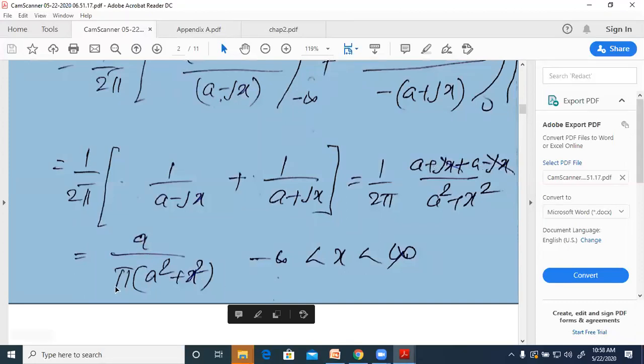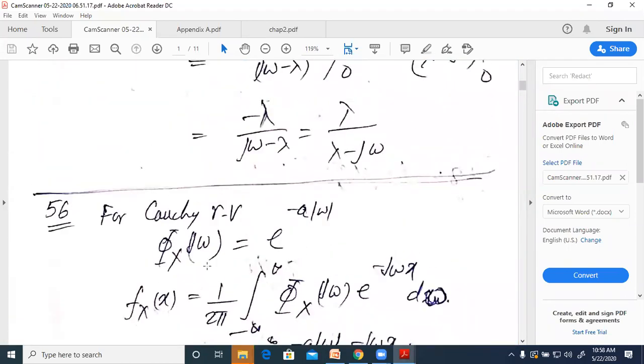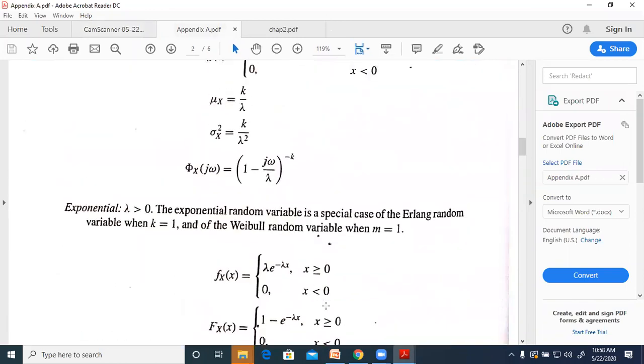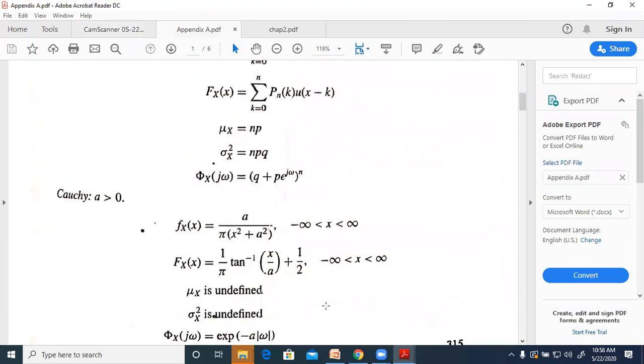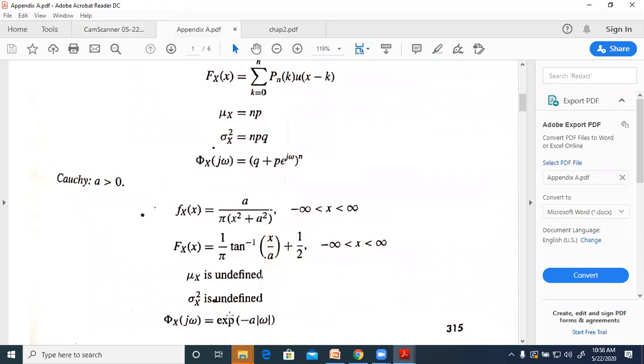2a it will become, so therefore it will be a divided by pi (a square plus x square), and this is the value which we have for the answer for the Cauchy's random variable. Okay, so if you go back over here in the appendix A for the Cauchy's random variable, we'll have that, right? So for Cauchy's random variable given phi x (j omega) is equal to exponential of minus a mod omega, then we need to find out the PDF to be this, and that is what we have found.